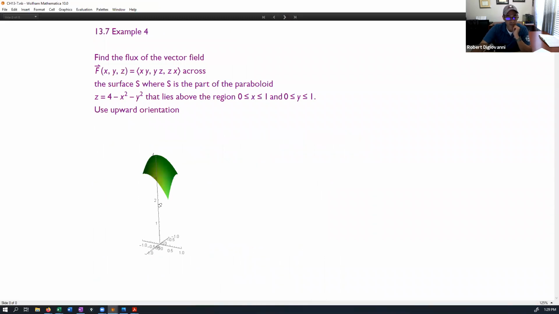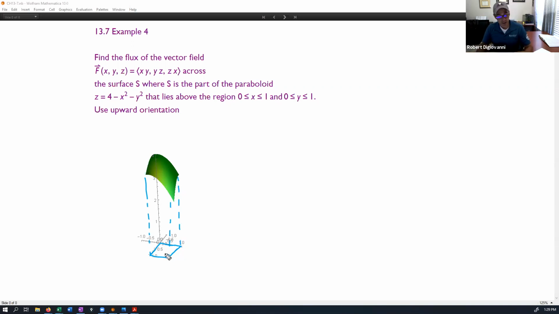Find the flux of the vector field xy, yz, zx across the surface S, where S is the part of the paraboloid z equals 4 minus x squared minus y squared, that lies above the region where x is between 0 and 1, y is between 0 and 1. So the shadow of that on the ground is like that. So our x is between 0 and 1, and our y is between 0 and 1.